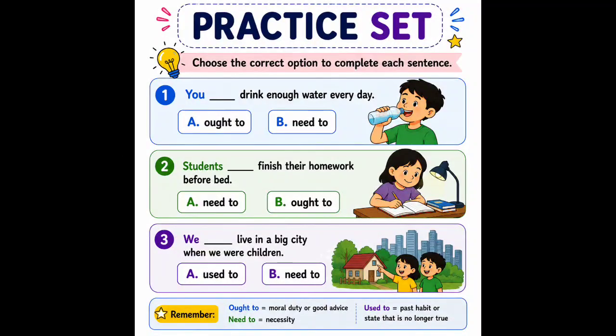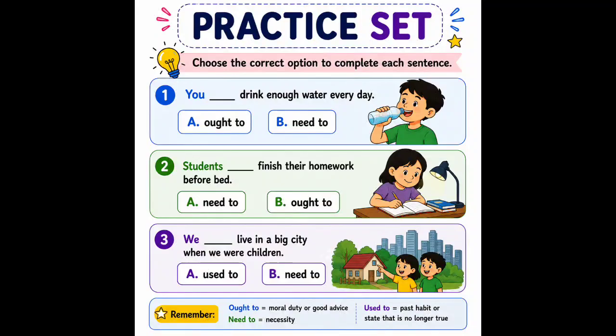Now it's practice time. I'll give you a sentence and you try to guess the correct modal verb. First, you dash drink enough water every day. Ought to or need to? Comment below the answers. The correct answer is ought to. It is a good advice.